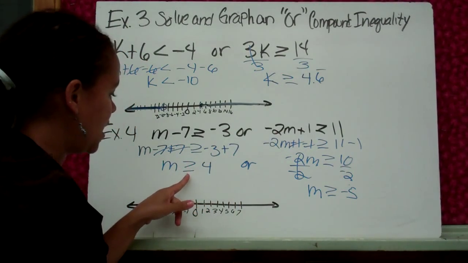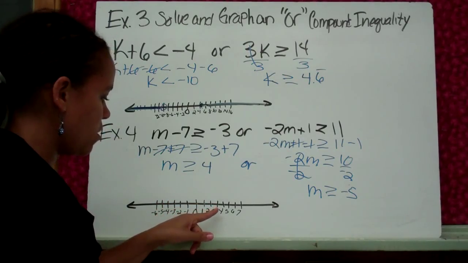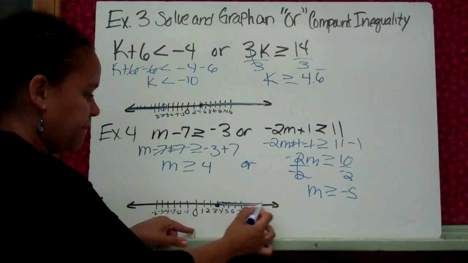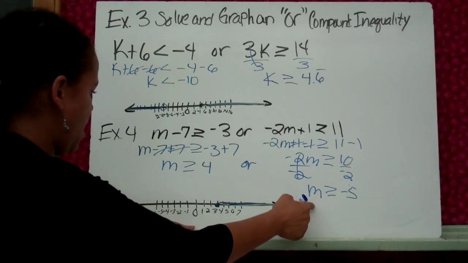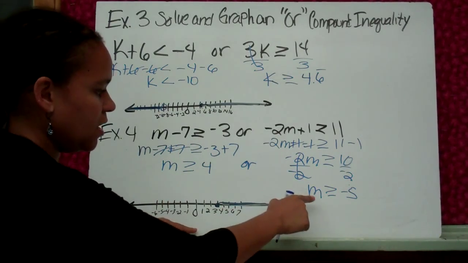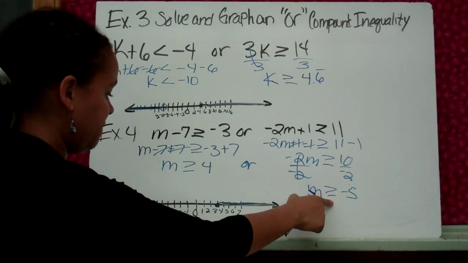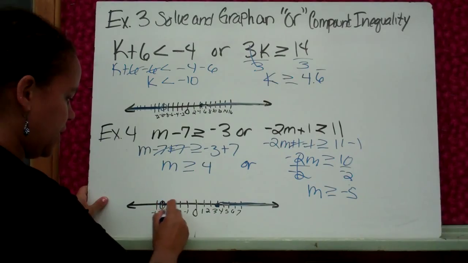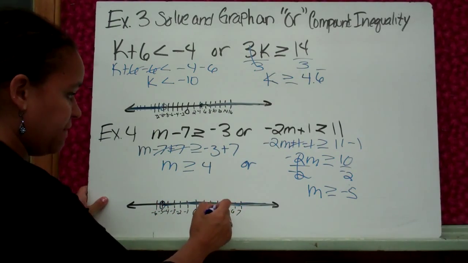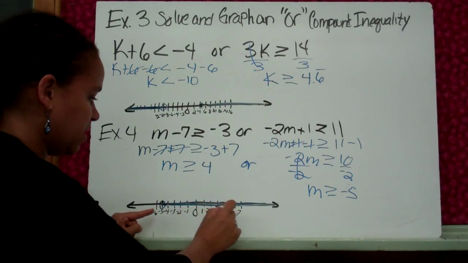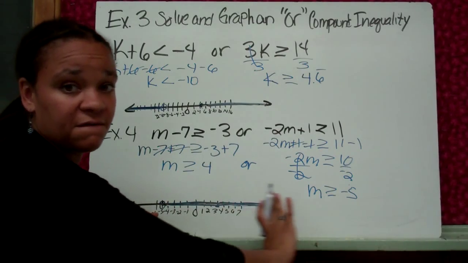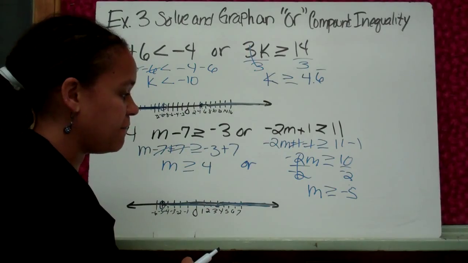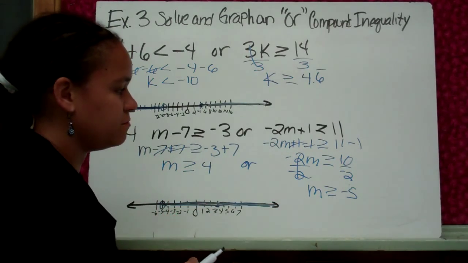Graph these two. m is greater than or equal to 4. We're going to go to 4, and we have a closed circle, and we're going to graph all the way here. Let's see, did I do that right? m is less than or equal to -5. So we have -5, and we have less than or equal to -5. So this one actually includes everything from -5 all the way to infinity. That's when we have both of them, and both of them are true statements.